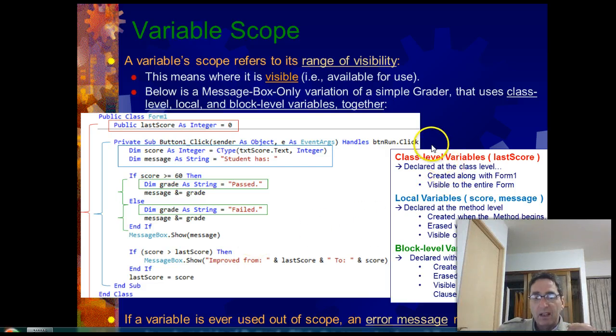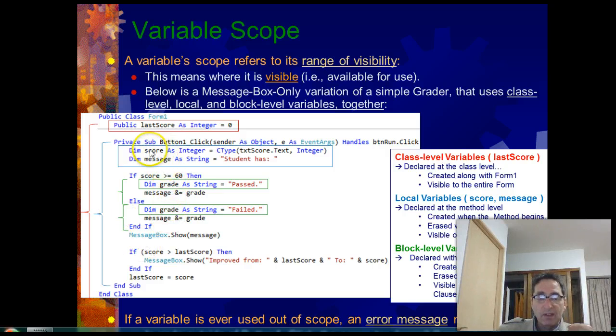So let's read this. Class level variables, like score: declared at the class level, created along with form 1, so it's created when form 1 is created, and it's visible to the entire form. Local variables like score and message: declared at the method level, created when the method begins, erased when the method ends, and visible only within the method.